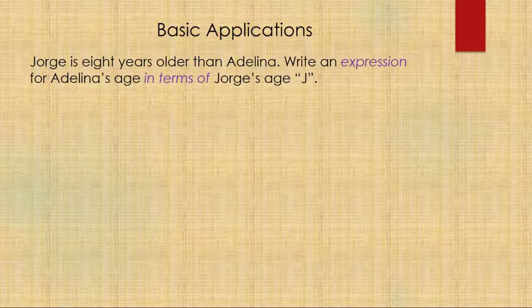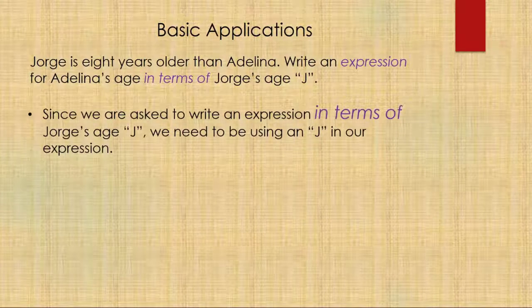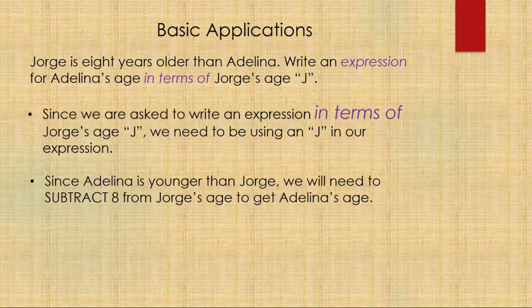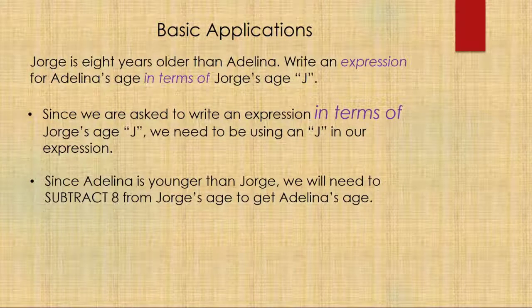Now, Jorge is 8 years older than Adelina. Write an expression for Adelina's age in terms of Jorge's age, J. Since we're asked to write an expression in terms of Jorge's age, J, we need to be using a J in our expression. Since Adelina is younger than Jorge, we will need to subtract 8 from Jorge's age to get Adelina's age. So Adelina's age is J minus 8.